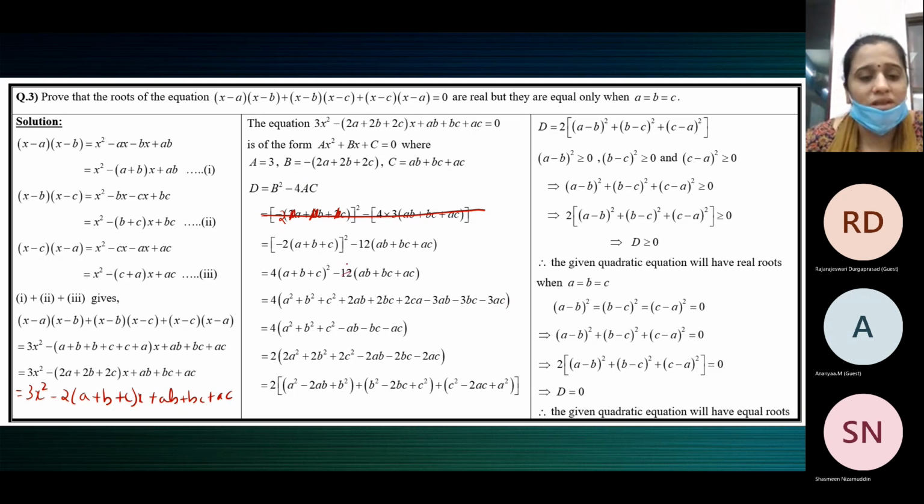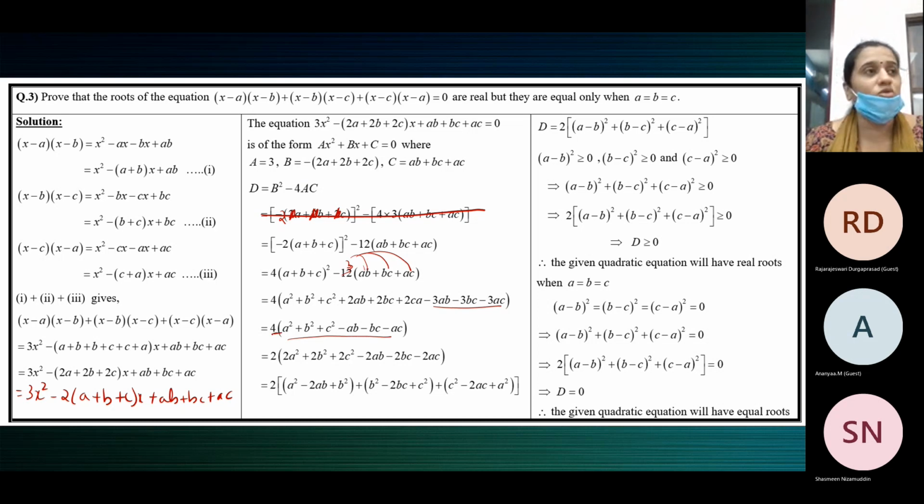Because when you take out 4 common, there will be 3 here, right? So it will be 3AB, 3BC, and 3AC. That's what you see here. And then on simplifying the like terms, you get this. Now what you should do is, this is 9th standard.